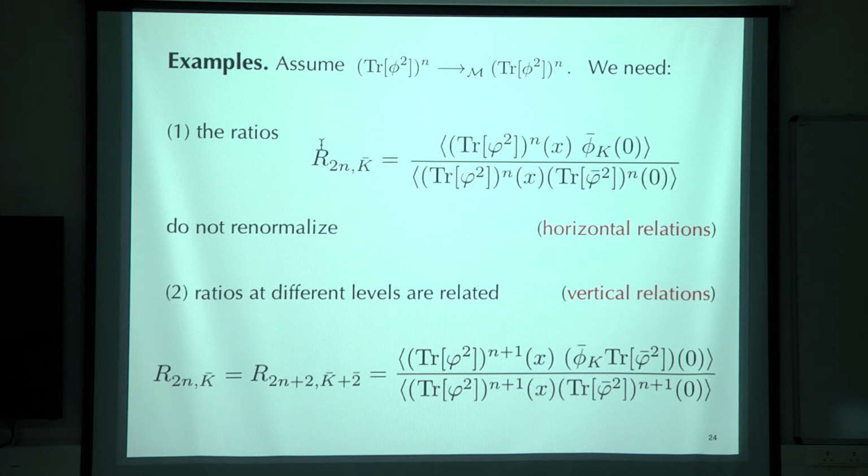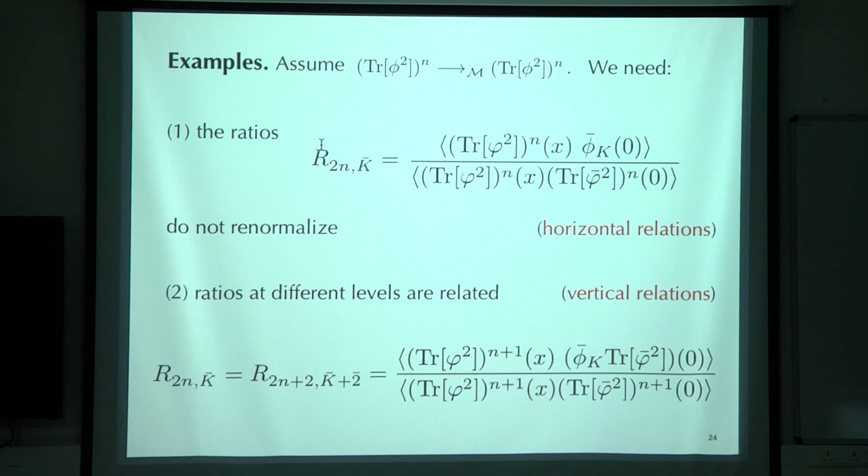Then, for vertical relations, what you will need, these are called vertical because they relate 2-point functions at different scaling dimensions. So you will require that this quantity is equal to this quantity. This quantity is basically this one where I have multiplied everything with a trace phi squared. So you trace phi squared to the n plus 1, phi bar with trace phi bar squared, etc.